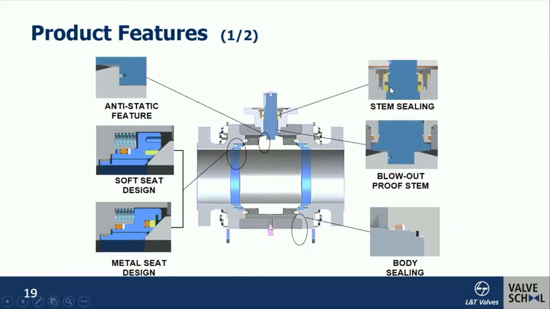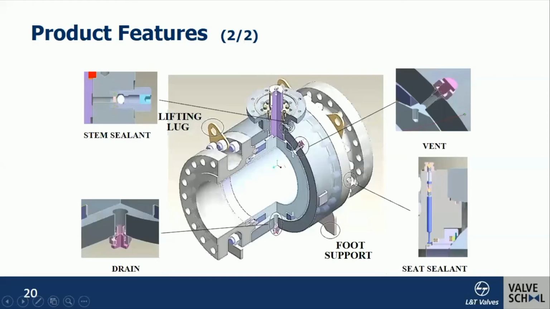That is by means of a ball and plunger arrangement, which will provide the anti-static feature. The stem sealing I will explain in the forthcoming slide. There is a blowout proof stem provided so that the stem doesn't get ejected from the valve. And there are other features like the drain and vent, which I mentioned, which will provide access to the cavity.